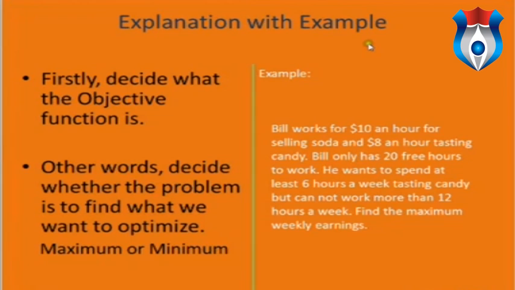Start with the example. Bill works for $10 an hour for tutoring and $8 an hour for tasting candy. Bill only has 20 hours of free time to work. He wants to spend at least 6 hours a week tasting candy, but cannot work for more than 12 hours a week. Find the maximum weekly earnings. We want to find the maximum amount that he can earn every week.